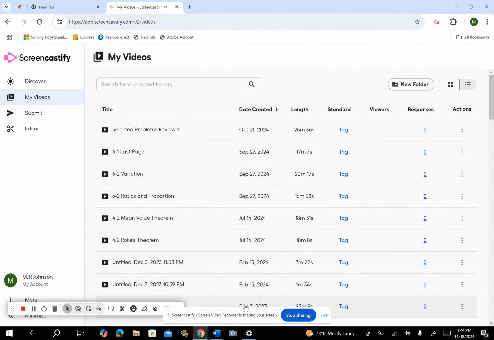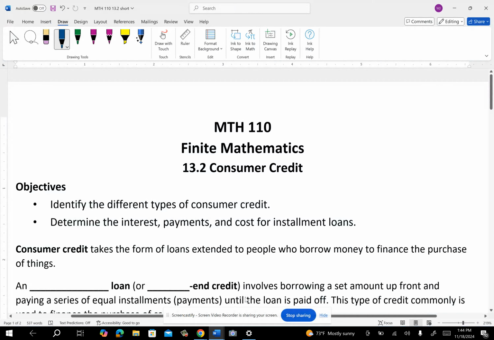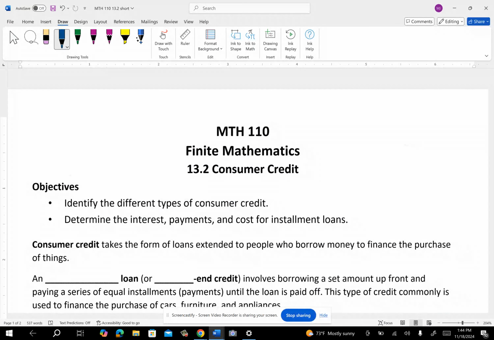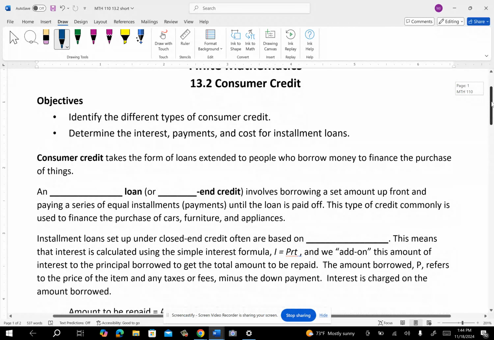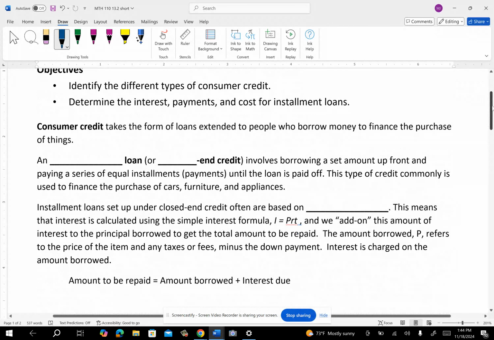All right, in this video I'm going to be looking at section 13.2, consumer credit. This is going to depend heavily on what we did in the previous section in terms of the simple interest formulas. Consumer credit takes the form of loans extended to people who borrow money to finance the purchase of things. So really, credit cards are a form of consumer credit.